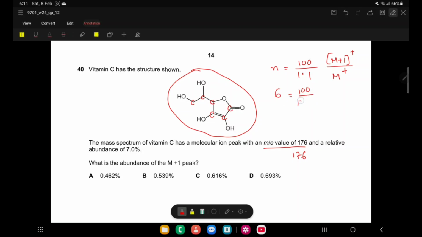Okay, 100 over 1.1. So you have to find out the M+1 peak. You don't know this one, the M+1 peak, and it's given that the M peak, the molecular ion peak, has a relative abundance of 7%. That means this is 7. So from here you only have to calculate this M+1 peak value and you will get 0.462. The answer should be as a percent, exactly this one.